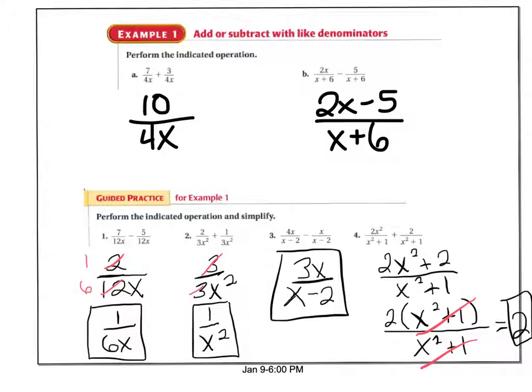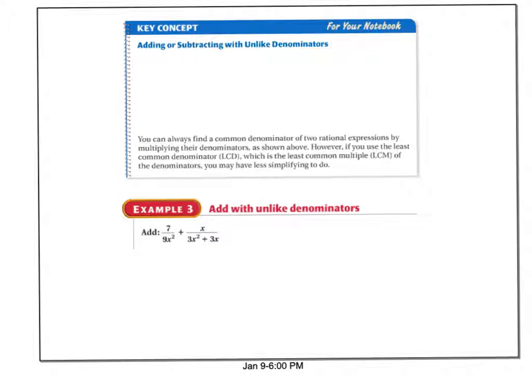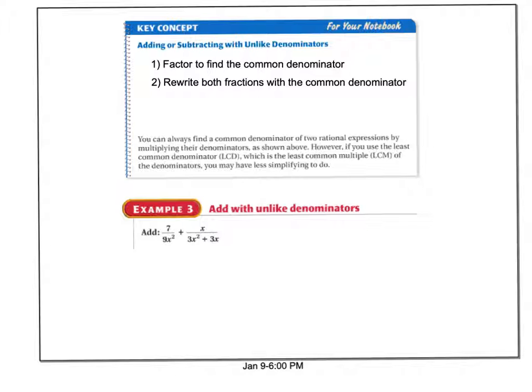Let's move on to looking at subtracting or adding fractions, or rational expressions as we call them, when the denominators are not the same. To add or subtract rational expressions with unlike denominators, your first job is to factor everything. And from factoring everything, you're going to find a common denominator. The next step would be to rewrite both fractions so that you had a common denominator. And finally, add or subtract the numerators and write that result over the common denominator.